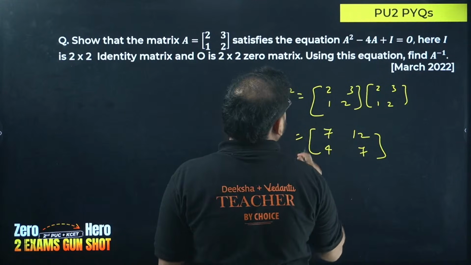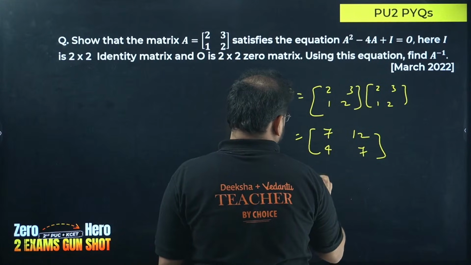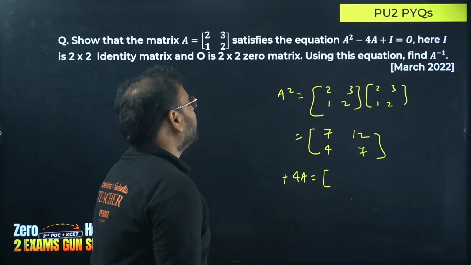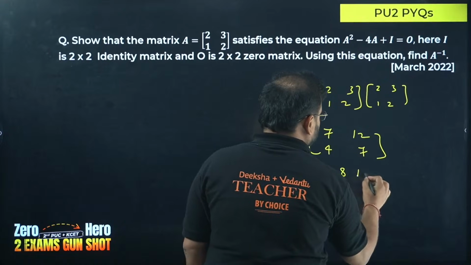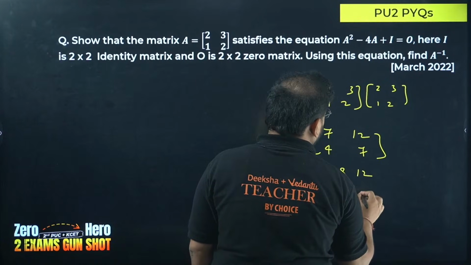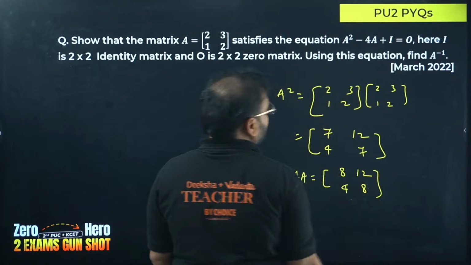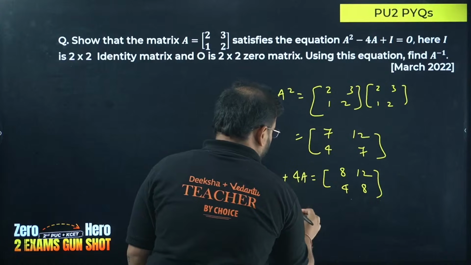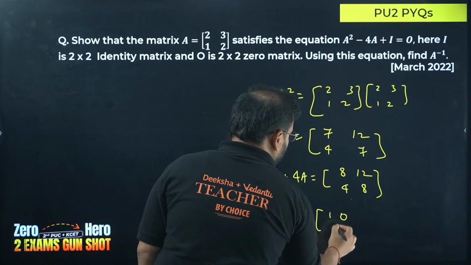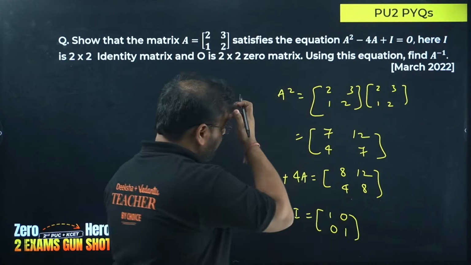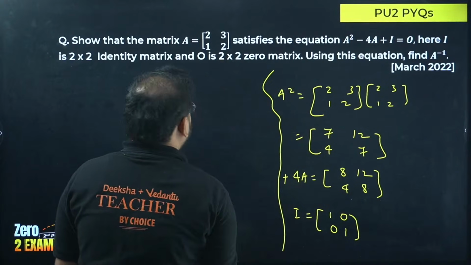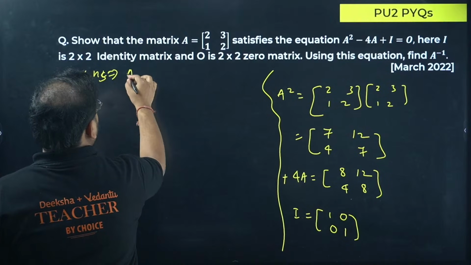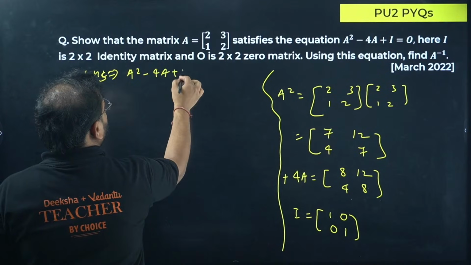Now once we have A square, let's find minus 4A. Let's simply find 4A over here. We get 8, 12, 4, and 8 again. What about I? Of course, we all know the I value will be [1, 0; 0, 1]. Let's use the LHS now, which is given as A square minus 4A plus I.